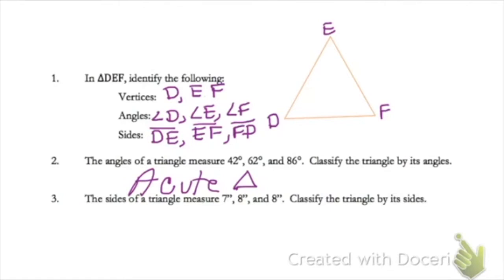The sides of a triangle measure 7, 8, and 8. Classify the triangle by its sides. Since there are two sides that are the same length, this is an isosceles triangle, because that is a triangle that has two congruent sides.